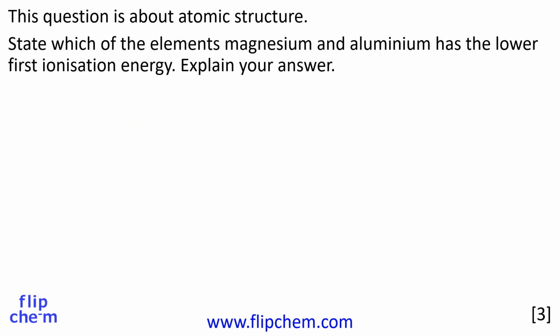Here's the next part of the question. State which of the elements magnesium and aluminium has the lower first ionisation energy. Explain your answer. Pay close attention to detail. Did you notice that the previous part of the question was about manganese and this is about magnesium? This caught a number of students out.